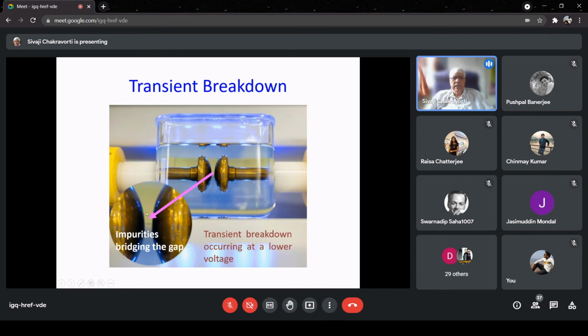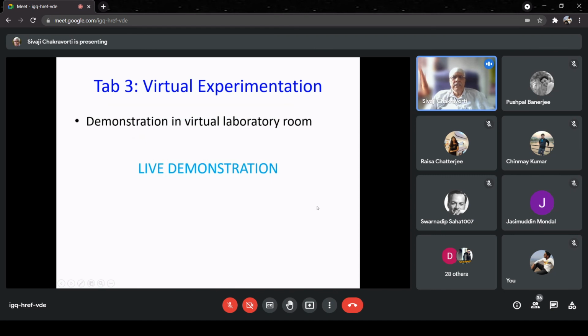But you can always argue, why is it transient, why not permanent breakdown? The answer is very simple: when there is a transient breakdown, the temperature goes up, and because of the high temperature of that spark, these impurities either get vaporized or they get removed from this point. So there is no permanent breakdown, it's only a transient breakdown. But as per Indian standards, these transient breakdowns we have to ignore.